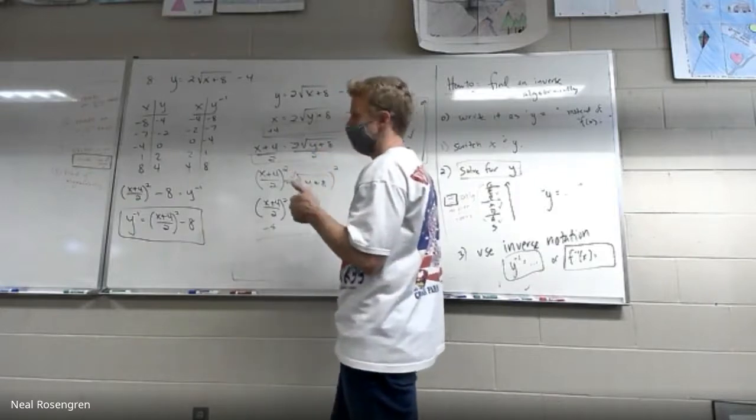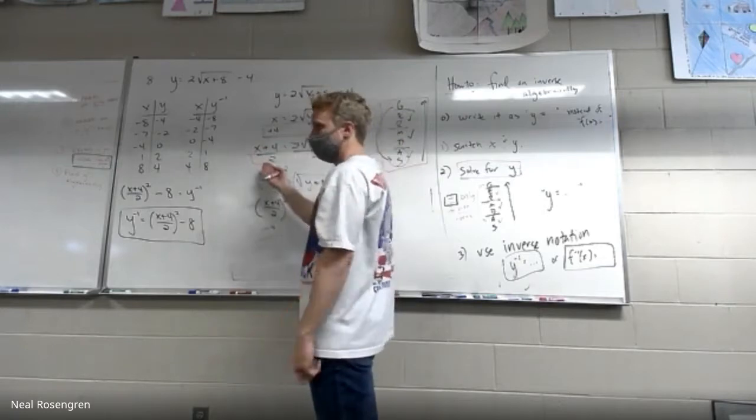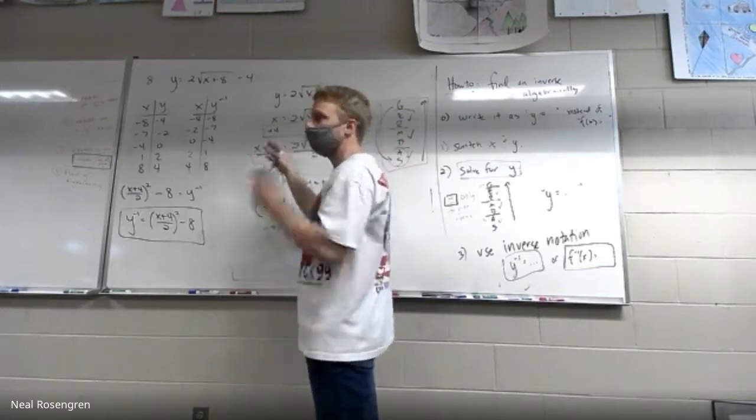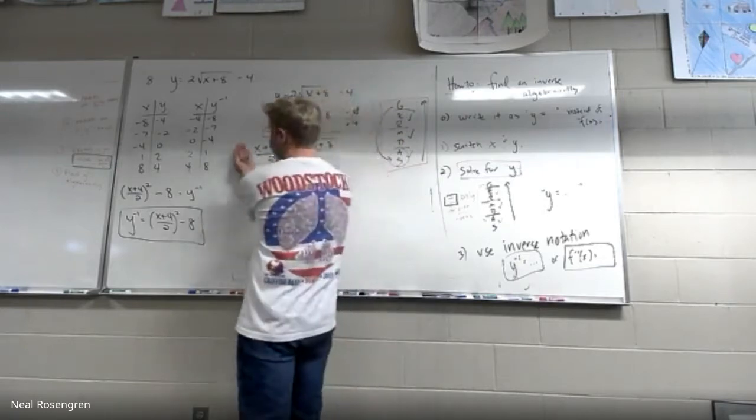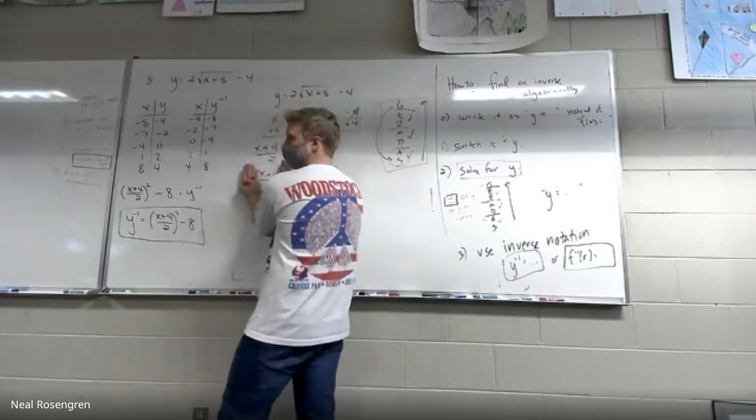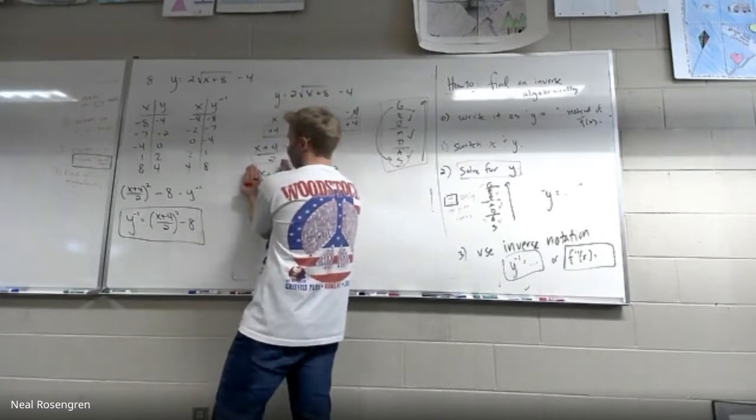Cool so far? Got it. But whatever I do to the right, I've got to do to the left. And so I put a little dividing by 2 on the left as well. There's the left side. X +4 divided by 2.